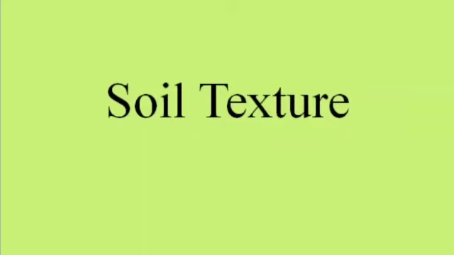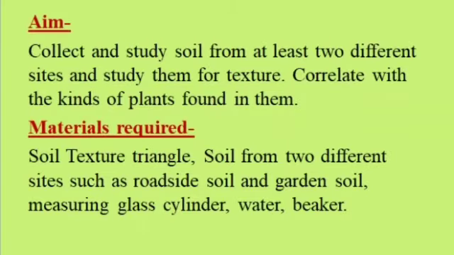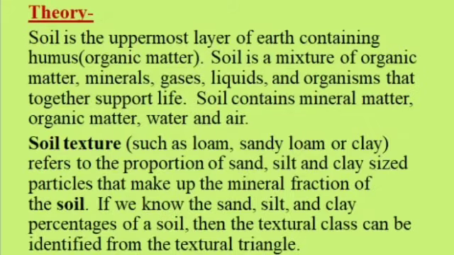Soil texture. Aim: collect and study soil from at least two different sites and study them for texture. Correlate with the kinds of plants found in them. Materials required: soil texture triangle, soil from two different sites such as roadside soil and garden soil, measuring glass cylinder, water and beaker. Theory: soil is the uppermost layer of earth containing humus, which is the organic matter.